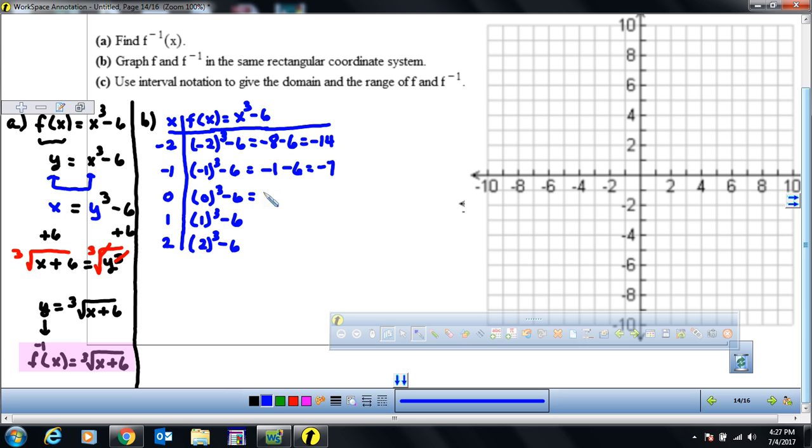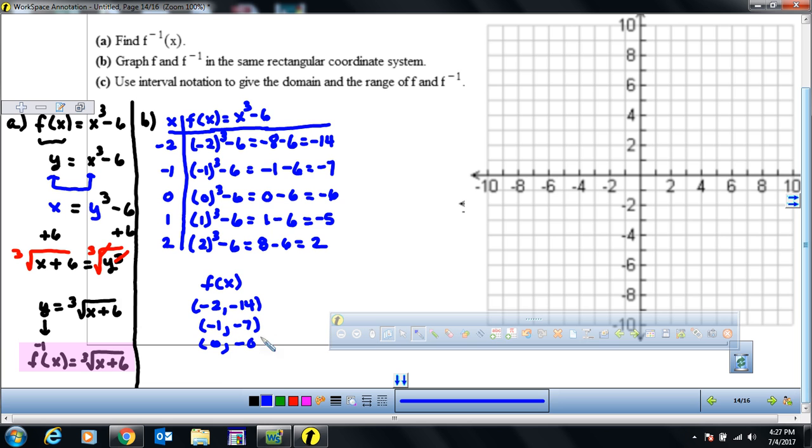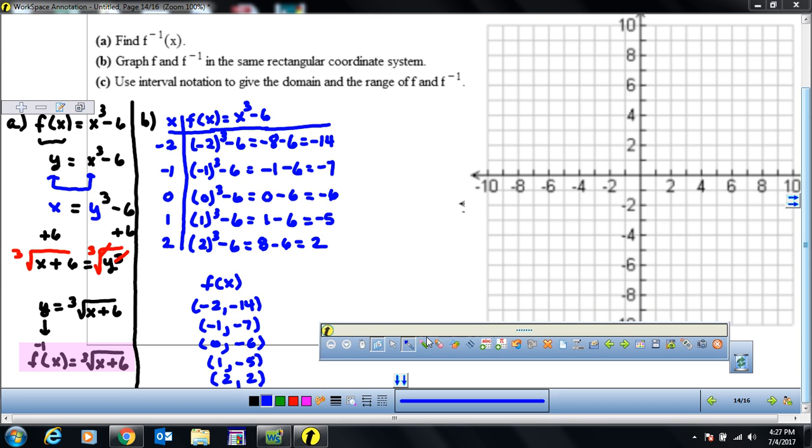Then, 0 times 0 times 0 is 0. Minus 6 is -6. Then, 1 times 1 times 1 is 1. Minus 6 is -5. And 2 times 2 times 2 is 8. Minus 6 is going to be +2. So, for the function f of x, we got the points (-2, -14), (-1, -7), (0, -6), (1, -5), and (2, 2). So let's go ahead and sketch the function f of x.